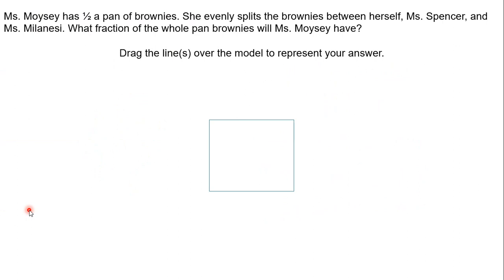Today we're going to be dividing unit fractions by whole numbers. Miss Moisey has half a pan of brownies. She evenly splits the brownies between herself, Miss Spencer, and Miss Milanese. What fraction of the whole pan of brownies will Miss Moisey have?